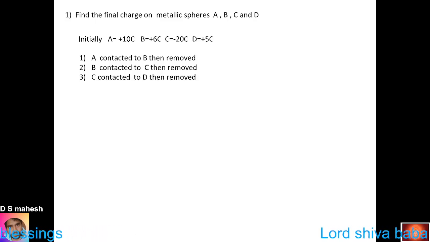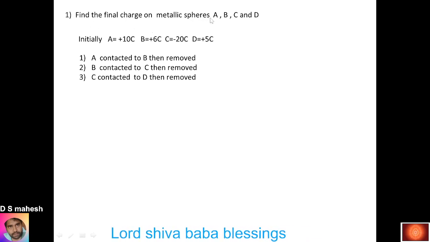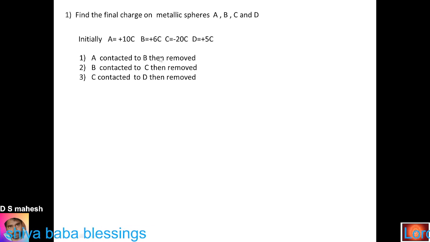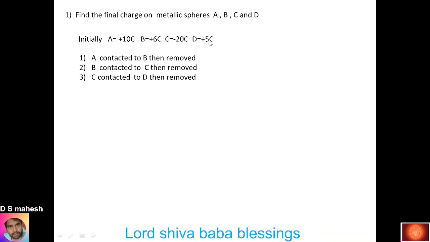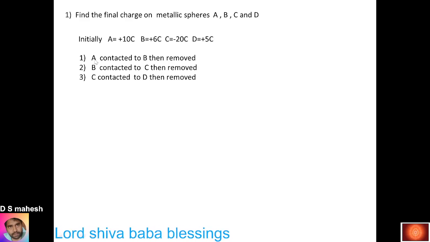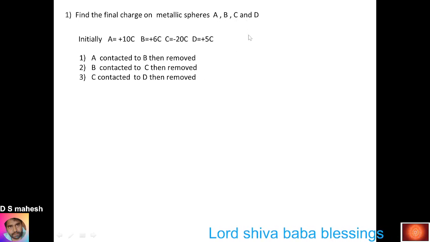Let us consider another example of charge redistribution. Here we are asked to find the final charge on metallic spheres A, B, C and D. All of the spheres are of the same size. Initially, the charges are: A is plus 10 coulombs, B is plus 6 coulombs, C is minus 20 coulombs and D is plus 5 coulombs. First, A is contacted with B and then removed, then B is contacted with C and removed, and then C is contacted with D and removed. Finally, what is the charge on A, B, C and D?